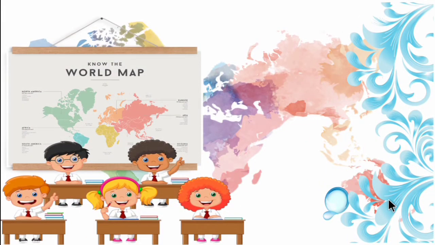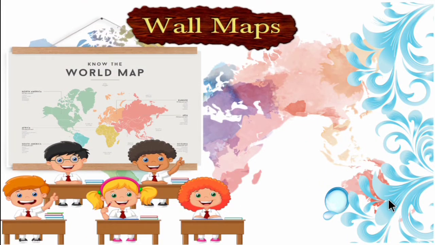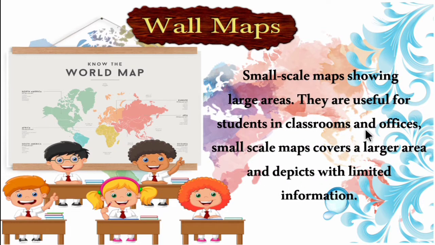So the example of small scale map is wall maps. Small scale maps showing large areas are useful for students in classrooms and offices. Small scale maps cover a large area and depict limited information. So the wall maps in schools and offices provide limited information when compared to the large scale maps. Large scale maps provide details about small areas, whereas small scale maps provide detail about large areas. So there will be limited information. So an example of small scale map is wall maps.